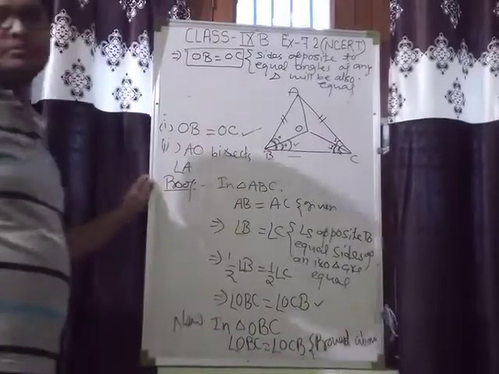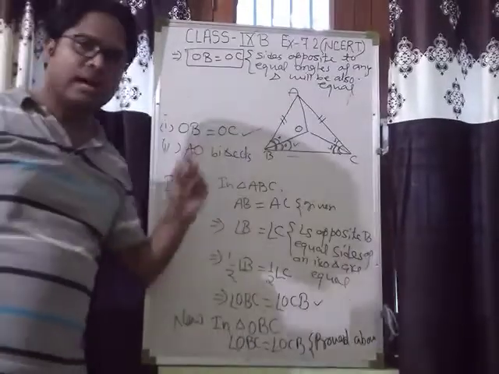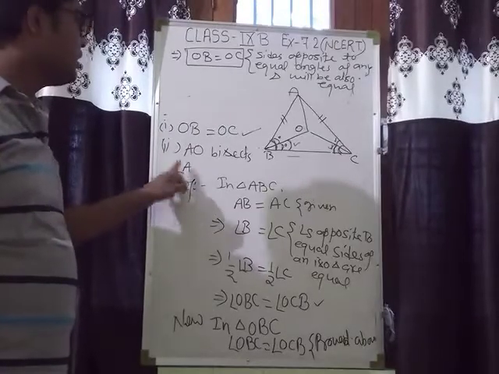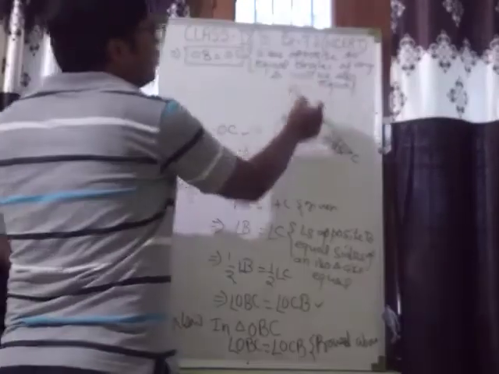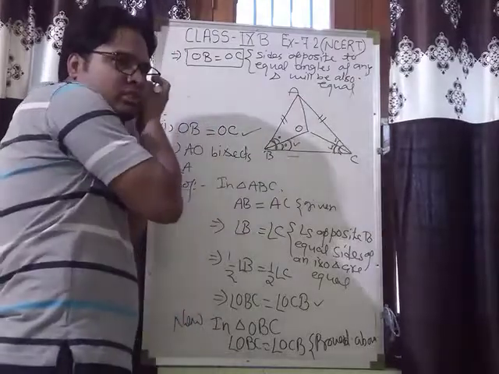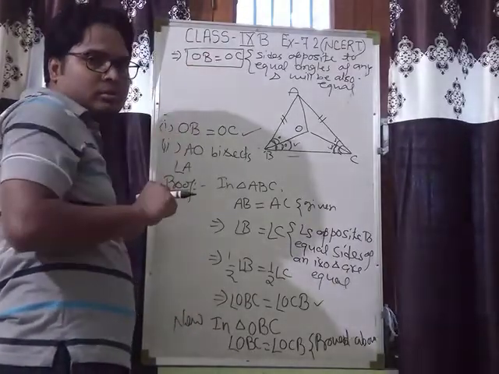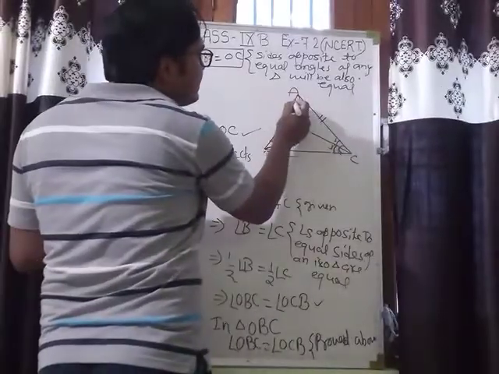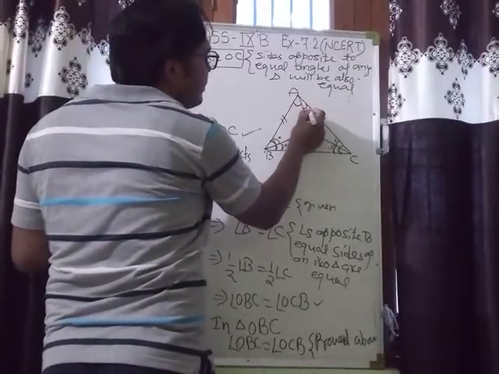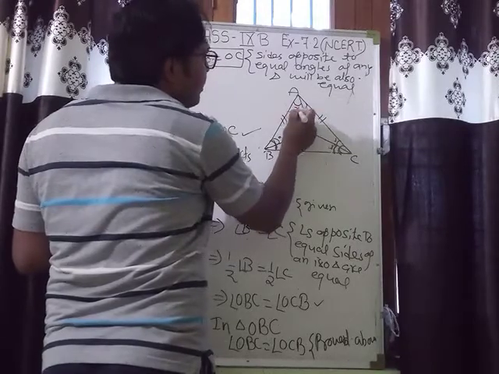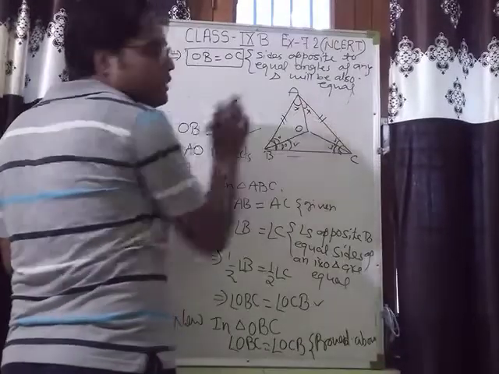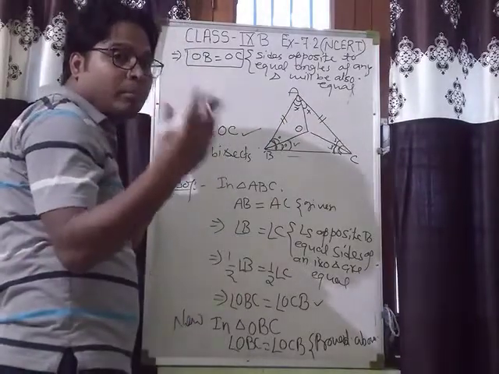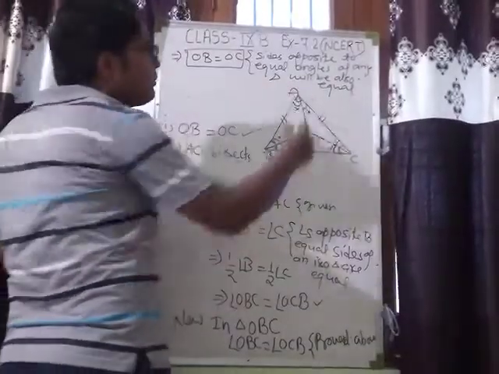is proved. Now I am going to prove the other one, that AO bisects angle A. How can we prove this? What do we have to show for proving that AO bisects angle A? We have to show that these two angles are equal. If these two become equal, it means angle A is divided into two equal parts because of AO.